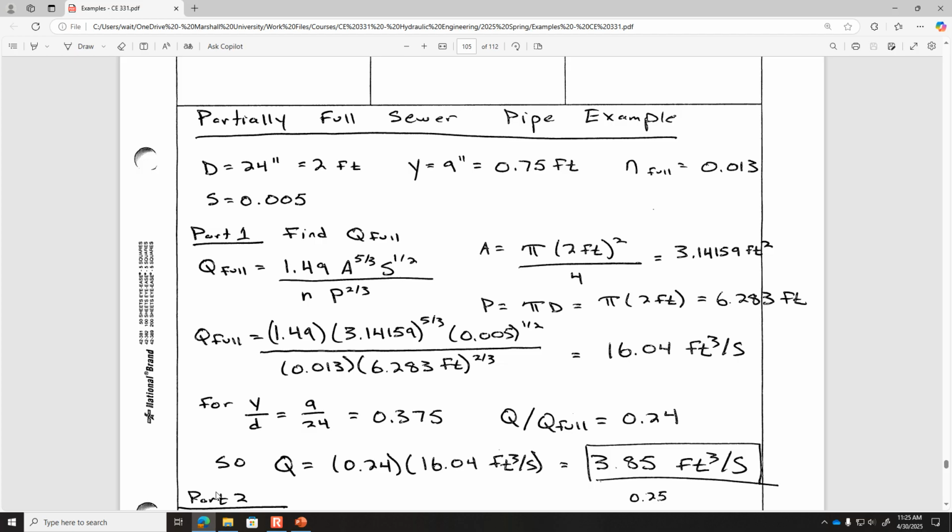Okay, so if the pipe was full, the area would be 3.14 square feet. If the pipe was full, the wetted perimeter would be 6.28 feet. And so we put those 2 parameters into Manning's equation, and we don't change the n value if the pipe is full. It's just the given n value of 0.013. So if the pipe was full, it would be 16.04 cubic feet per second.